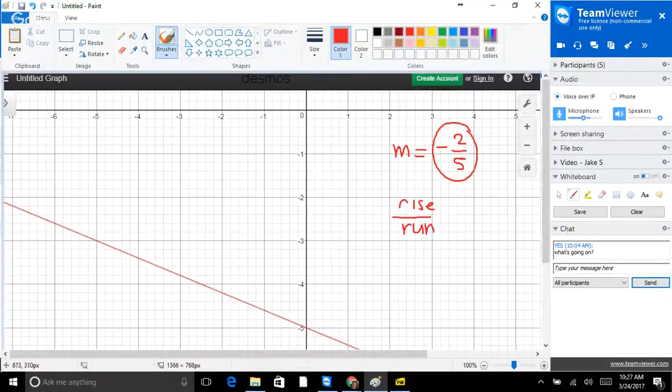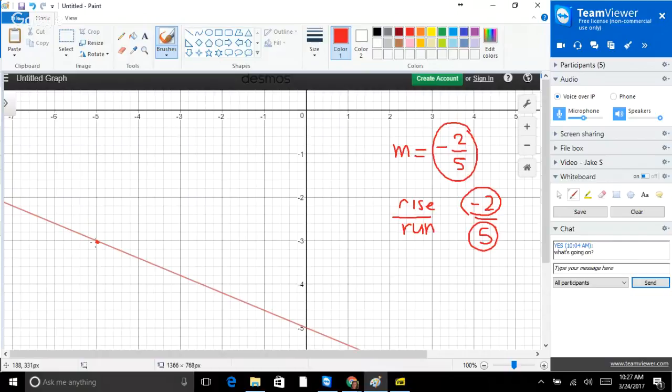Okay, so we have a negative here, so we need to put that negative with one of them. I'm going to put it with negative 2/5. I'll show you that you could do it the other way too, but we have to pick one side for the negative to go on. So I'm going to make it rise negative 2, run positive 5. You can pick any random point on here. I'm going to pick this point here.